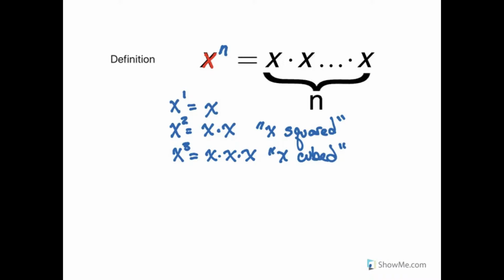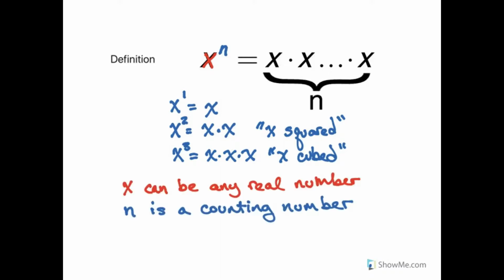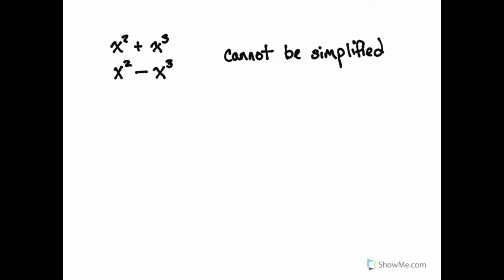Although x can be any real number, the exponent, according to this definition, has to be a counting number to count the number of copies. Later, we're going to be able to expand the definition to use other numbers besides counting numbers for exponents. If I'd like to add or subtract terms with exponents, if the exponents are different, I can't really simplify further. That's because these are not like terms.